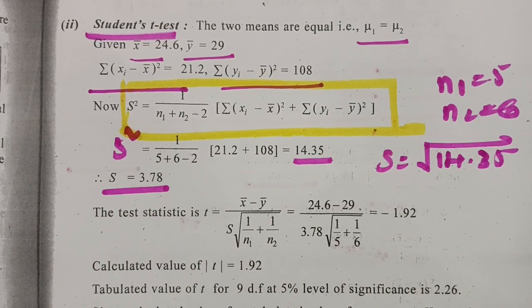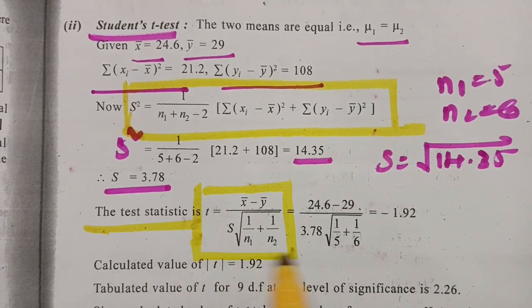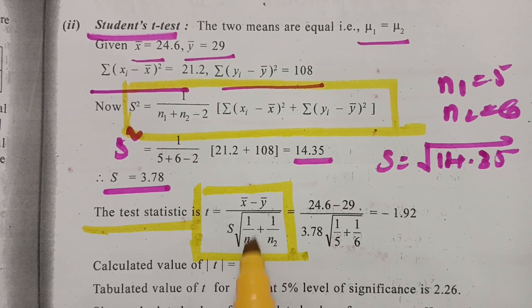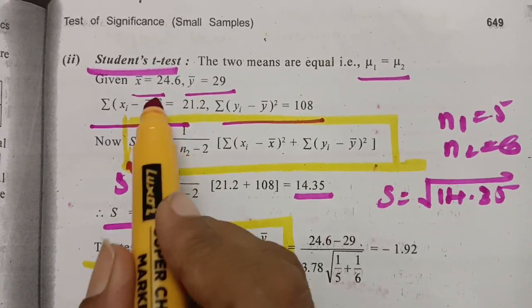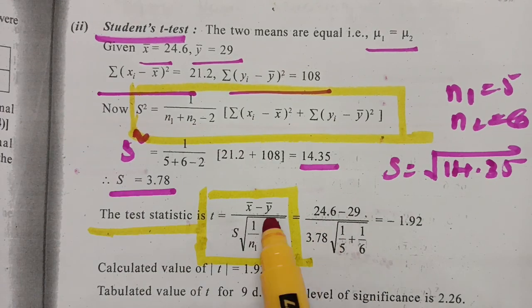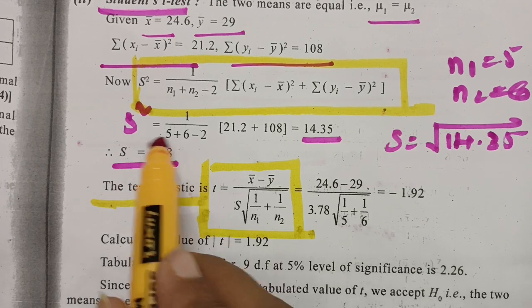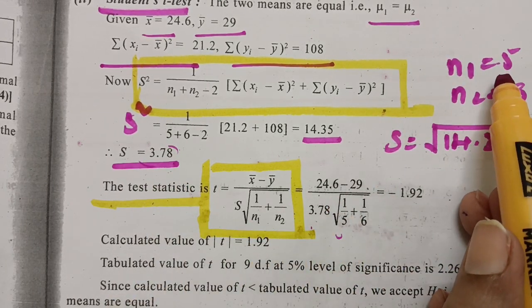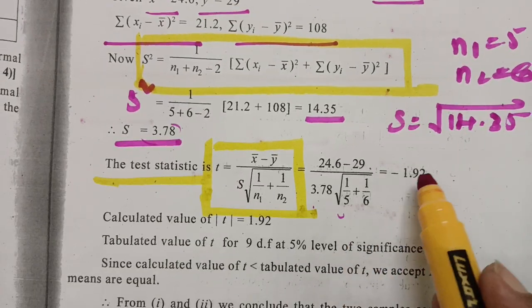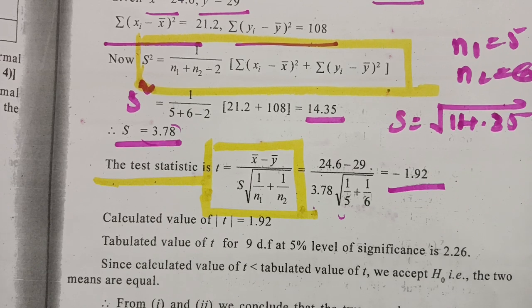For the test statistic, this is the formula: T is equal to x bar minus y bar by S into root over 1 by n1 plus 1 by n2. What is x bar here? X bar is nothing but 24.6. Y bar is nothing but 29. S value here is 3.78, root over 1 by 5 plus 1 by 6. The value here is minus 1.92. So after taking the modulus, the value here is 1.92.